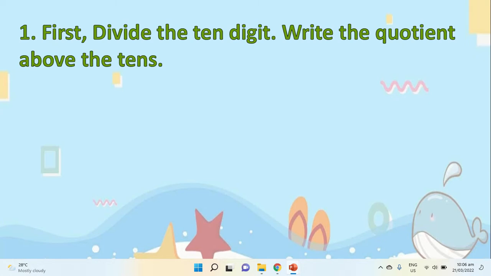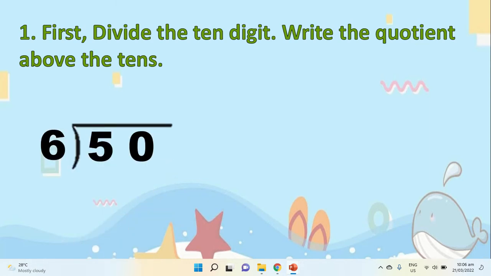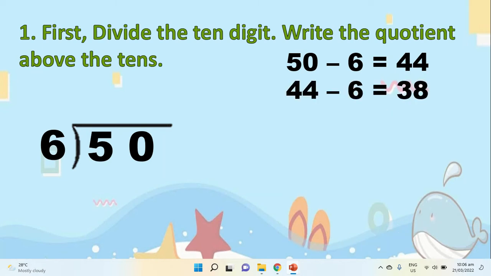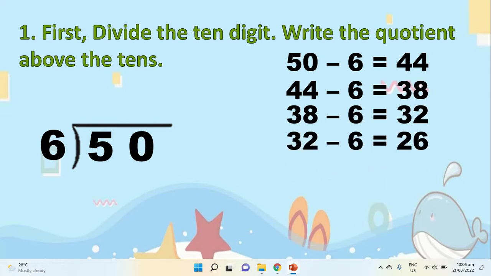Number one, first, you will divide the tens digit and then write the quotient above the tens. So we have here 50 divided by 6. So 50 minus 6 is equals 44. You will use repeated subtraction. And then 44 minus 6 is equals 38. 38 minus 6 is equals 32.